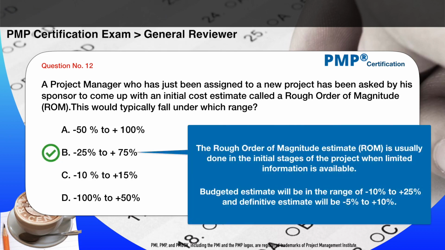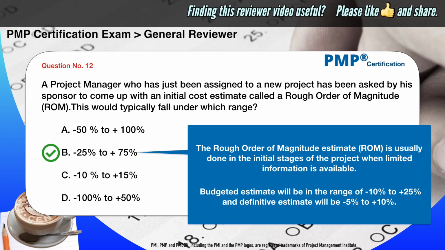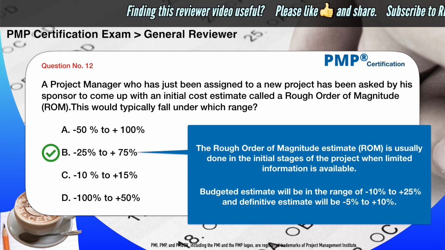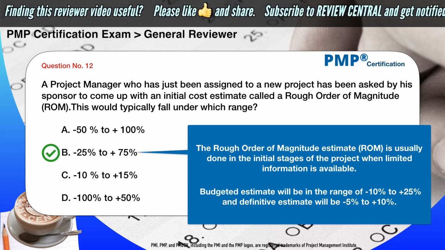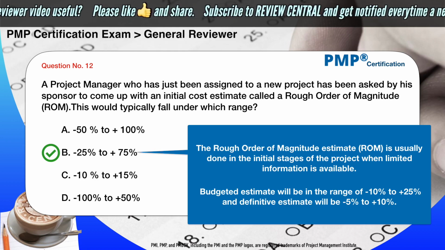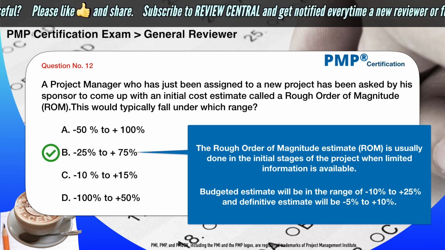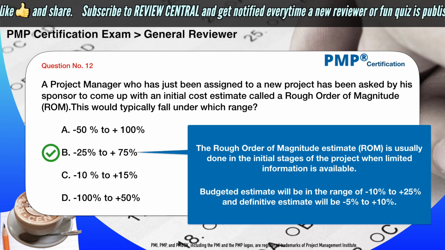The correct answer is B. -25% to +75%. The rough order of magnitude estimate, or ROM, is usually done in the initial stages of the project when limited information is available. Budgeted estimate will be in the range of -10% to +25%, and definitive estimate will be -5% to +10%.